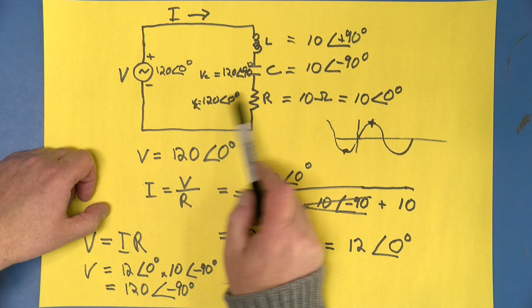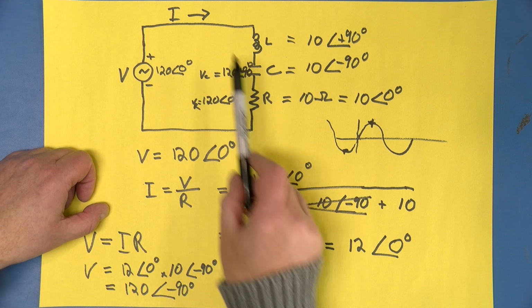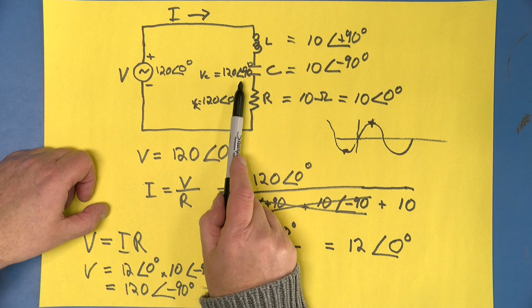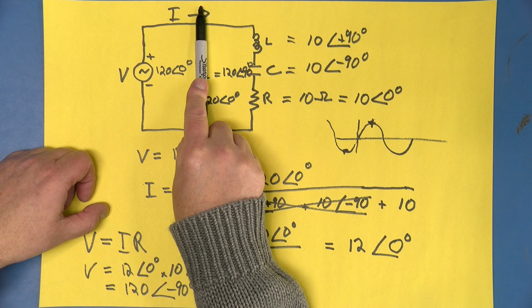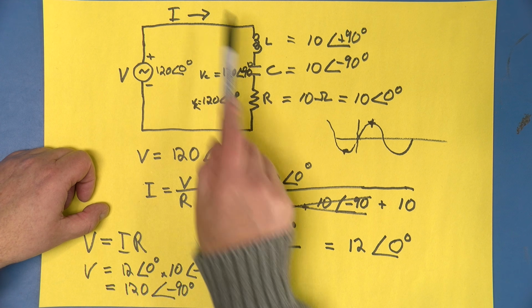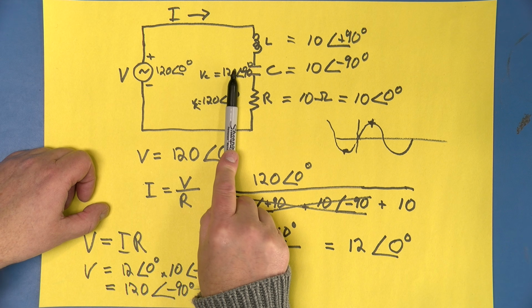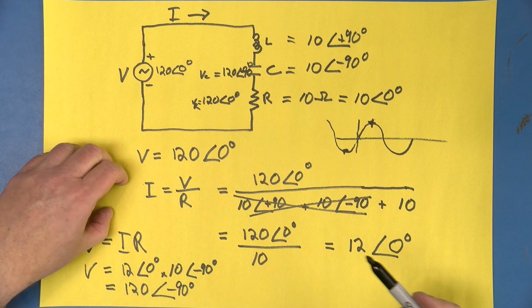So what does that mean? What does minus 90 degrees for the voltage mean? Well, the current we know is at an angle of 0 degrees. If the voltage is minus 90, it means the voltage lags the current by 90 degrees. If the voltage lags the current by 90 degrees, it means the current precedes the voltage by 90 degrees, and that's what we know happens in capacitors. So that is correct. All right.